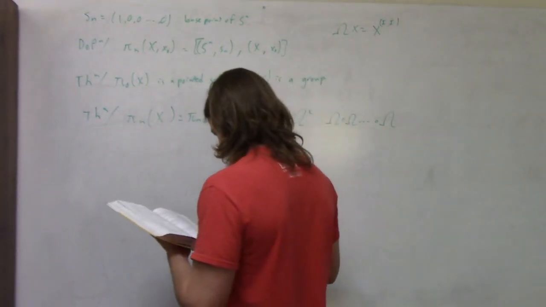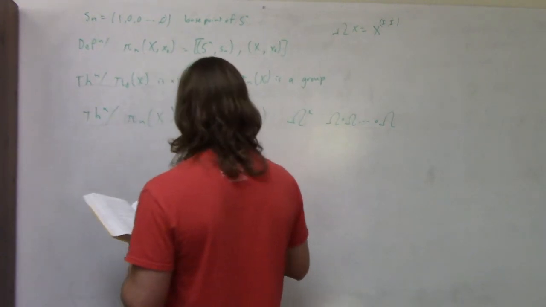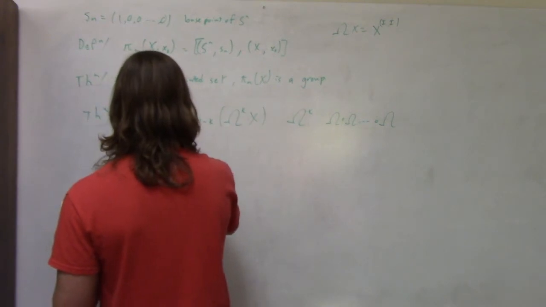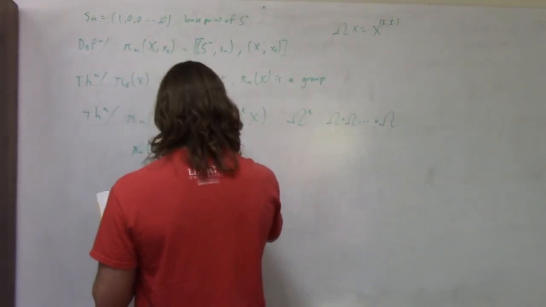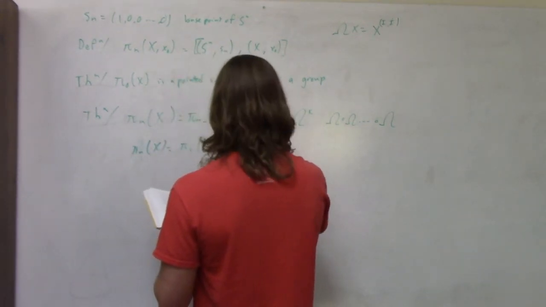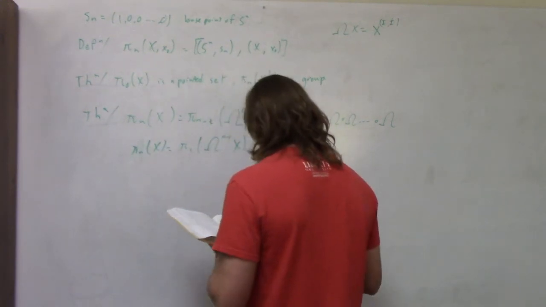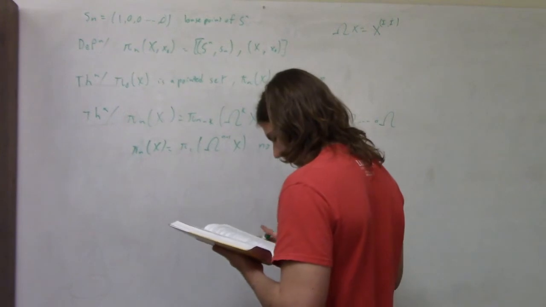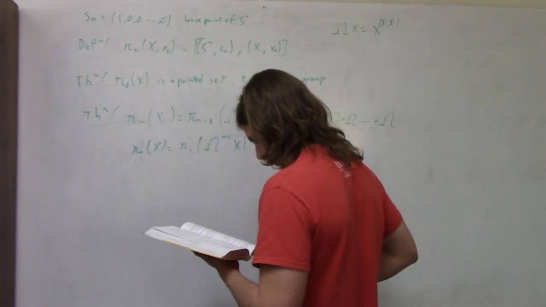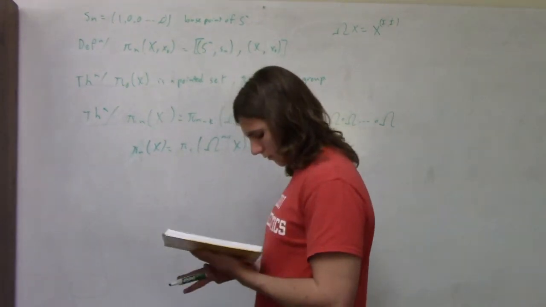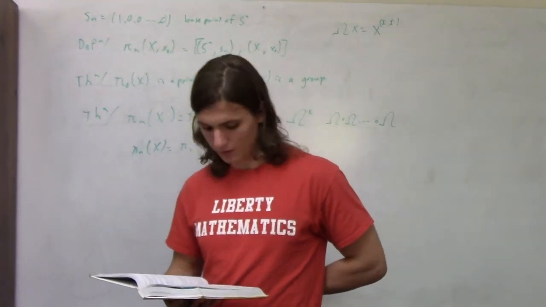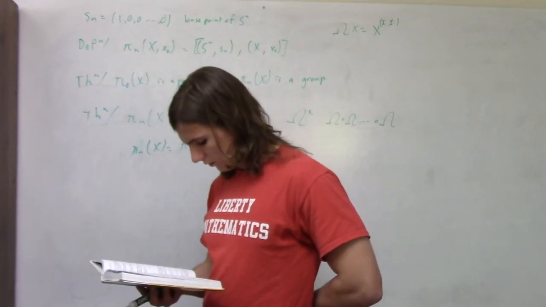Okay, and if we continue this process all the way down to 1, we get pi n of x is equal to pi 1 of omega n minus 1 of x for n greater than or equal to 2. That's why these loop spaces are important. To me, what this theorem is saying is giving sort of a more direct, geometric idea of what on earth the nth homotopy group is.